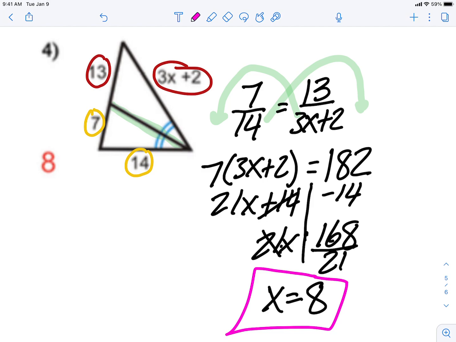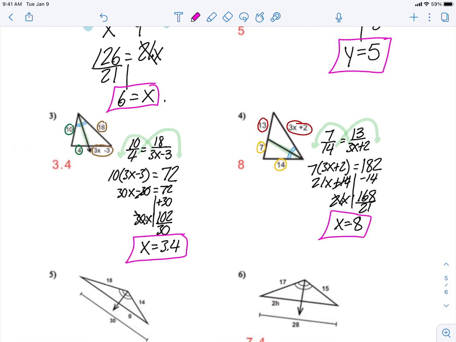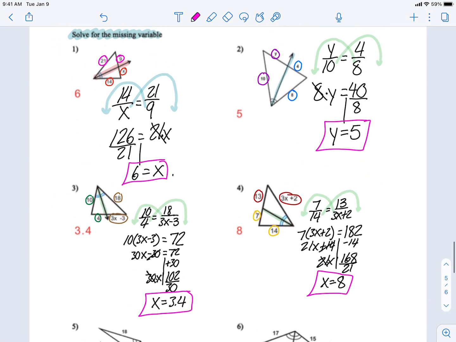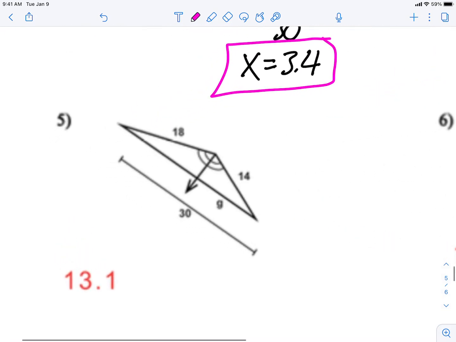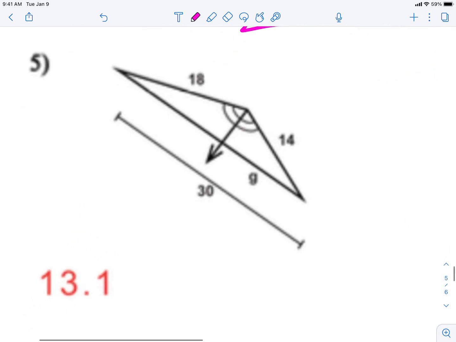Perfect, perfect, perfect. Look at that. All right. Special relationships when we have that angle bisector. Special relationships with the sides of those triangles, right? Okay, good. 4 down. Make sure you're copying everything down, right? 2 more to go. Let's go with number 5 here.